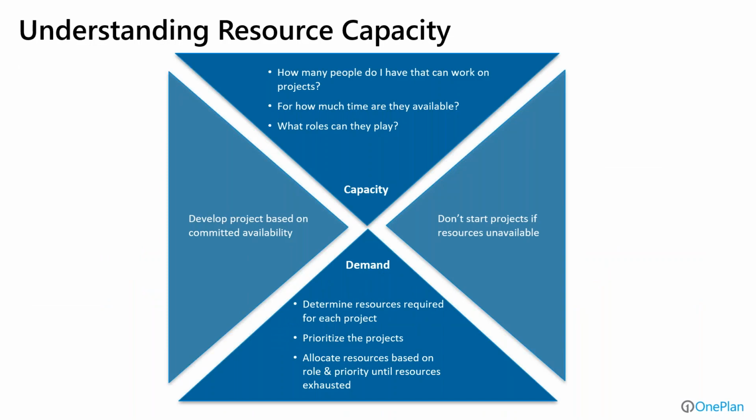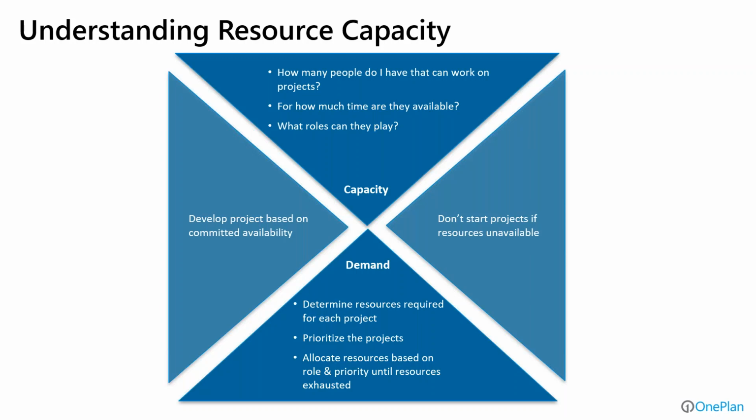So if we want to understand resource capacity planning, and we look at the top and bottom triangles, capacity means how many people do I have that I can get to work on projects, and for how much time are they available, and what roles can they play? So what do we have? And then the demand is determining what's required for each project and initiative we're considering doing. Be able to prioritize those items and then allocate resources based on role and priority till the resources are exhausted. And I don't mean tired, I just mean that we've used them all up.